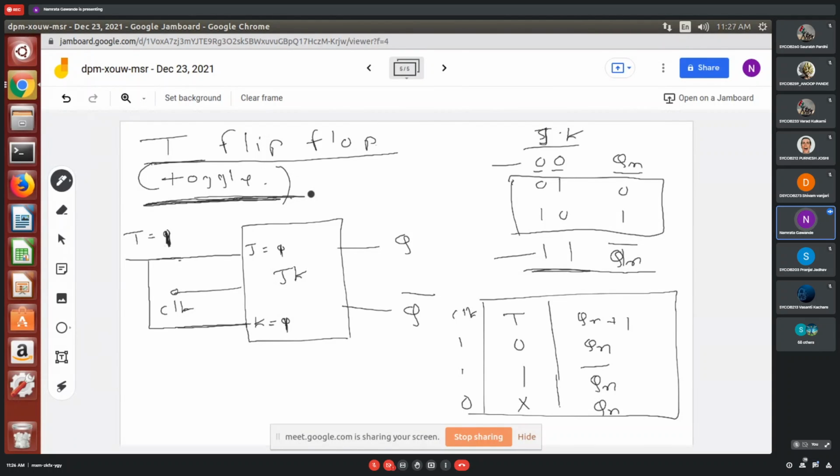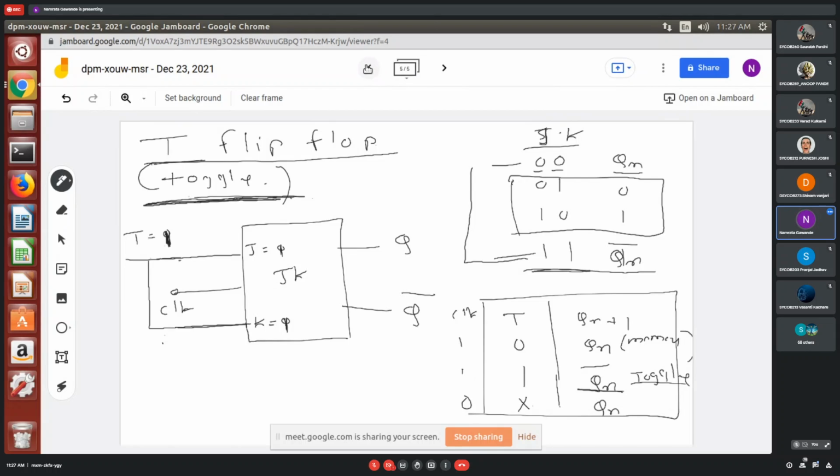That's why we used JK, and because this works on the toggle condition, we need to use the same input for T, and that's why we are using these two particular conditions in the toggle T flip-flop. So for 1 and 1, the output is always the complementary output. This is the memory state, Qn means the memory state, and this is the toggle state.